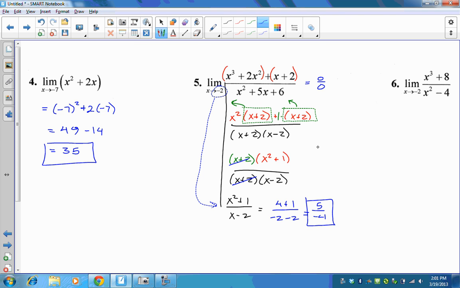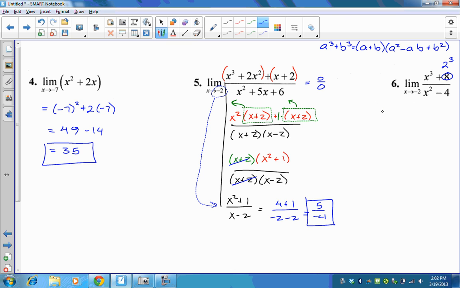Number 6, if you plug in negative 2, you will get 0 over 0, which means we need to factor again. Now this one is back to that pesky cube formula. And if you factor cubes, this time it's a sum of cubes. So the formula for a sum of cubes is, you keep the first sign the same, then it's a squared, change the sign, a times b, last one is always positive, b squared.